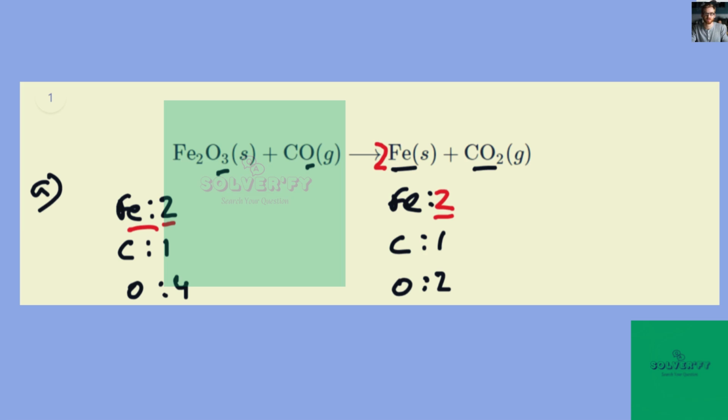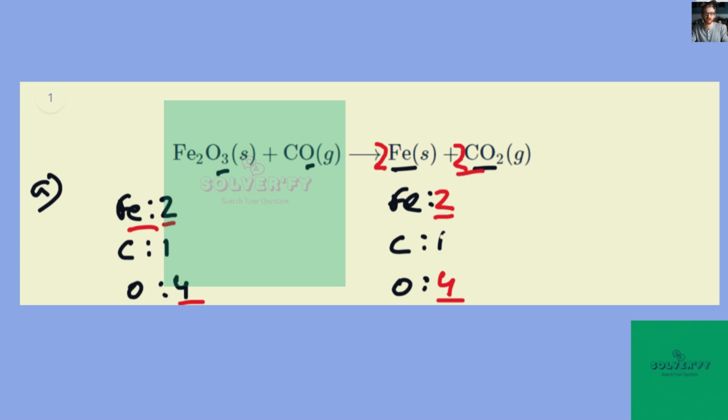Now we'll balance our oxygen. We have 4 oxygen on the reactant side but 2 oxygen on the product side. That means we need 2 more oxygen on the product side. So we will multiply this CO2 by 2 to have 4 oxygen on the product side. Now we have 4 oxygen on the reactant side and 4 oxygen on the product side, but at the same time we have changed the number of carbon on the product side.